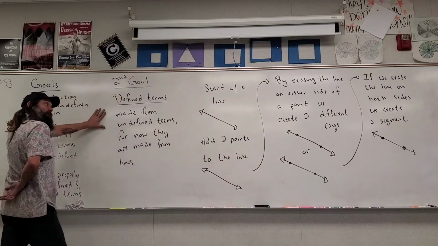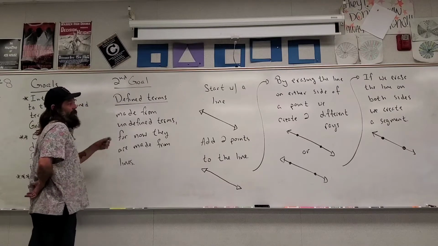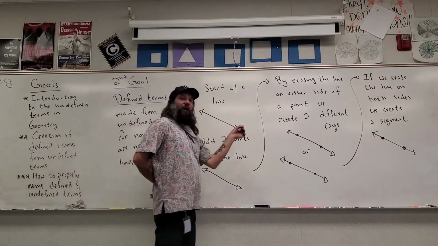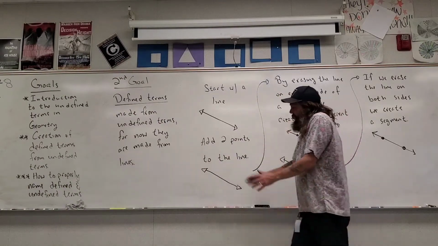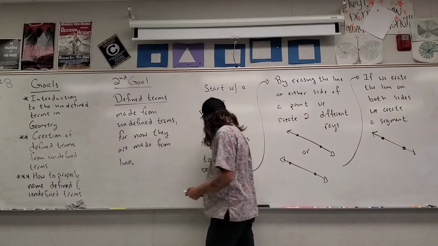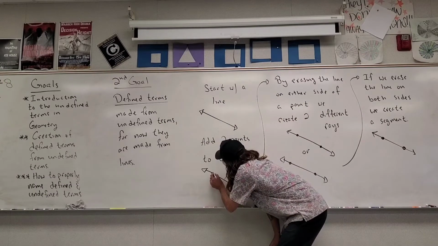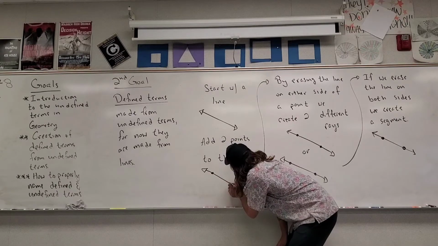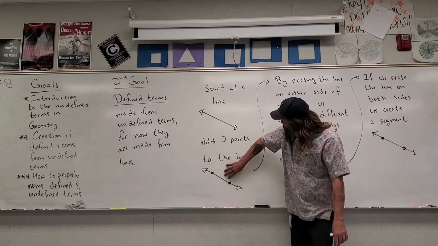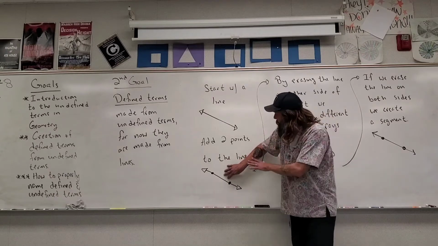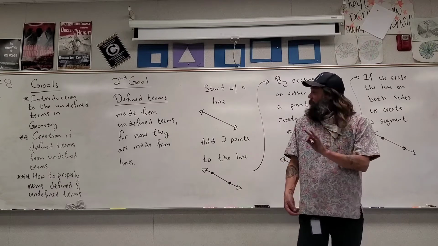So defined terms right now are made from undefined terms, and for now they are made from lines. So what we're going to do is we're going to start with a line. And we're going to add 2 points to the line, like so. Since a line has no size and points have no dimensions, we can put them on there, no big deal. All right, so now I have a line that has 2 points. From this, I'm going to be able to create 3 different objects, okay?